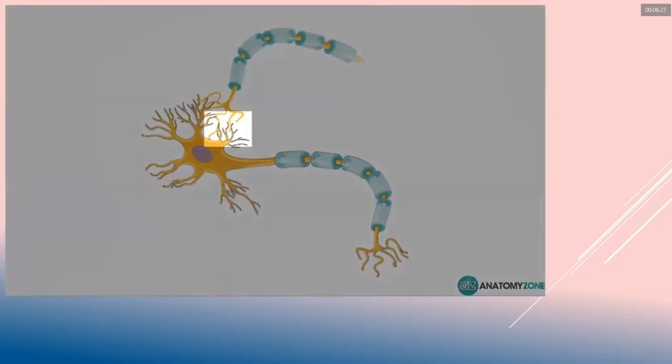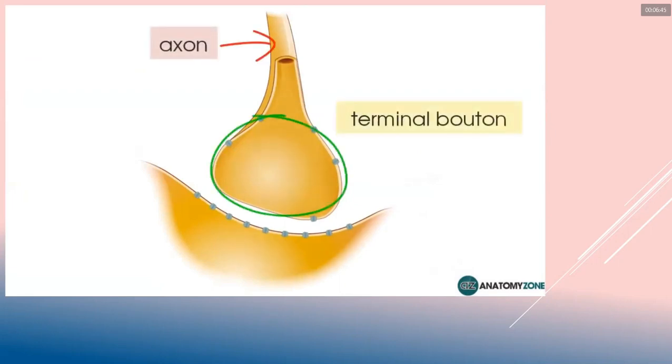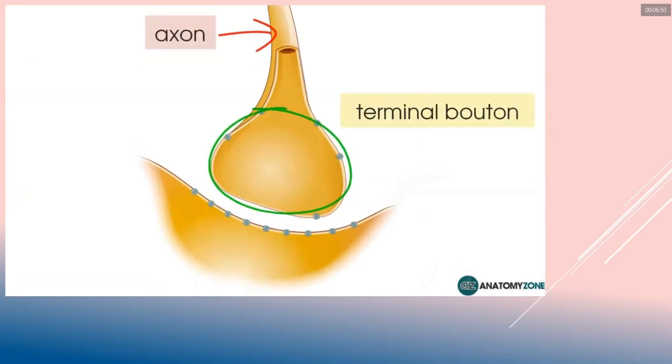So what you can see here is the axon endings of one neuron connecting with the dendrites of another neuron. So we're going to take a look at the structure of the chemical synapse. Now what we're looking at here is the axon of one neuron, and then it's coming down to form this terminal bouton, this synaptic terminal.